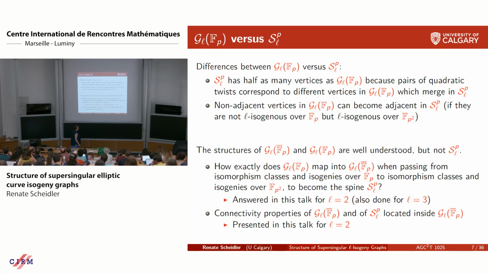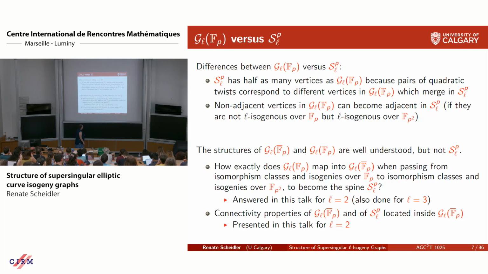We'll get to that in a minute. The structure of the spine, not so much. That's much more recent. And so the questions that we wanted to ask are things like, how exactly are these graphs related? What exactly happens when you embed the Fp graph into the big graph in order to make it the spine? What happens to the isomorphism classes? What happens to the isogeny?